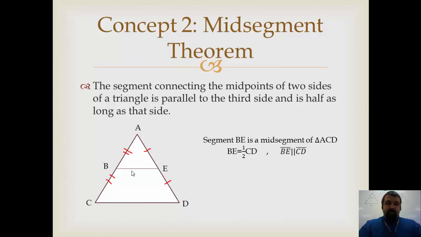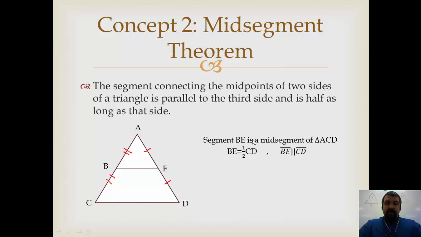The Midsegment Theorem says that the midsegment, the segment connecting the midpoints of two sides of a triangle, is parallel to the third side and is half as long as that side. So for instance, right here, this midsegment has to be parallel to this side and it has to be half its length. Always. This is always true. This is something that we can eventually prove. However, I'm not going to prove it right now.